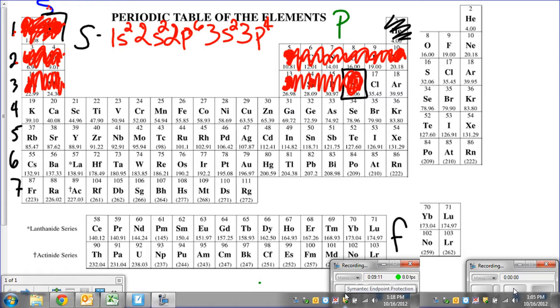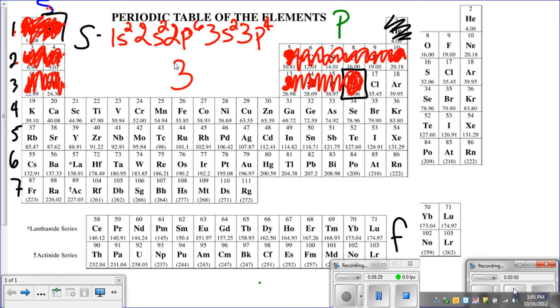So we could say sulfur's electron configuration is 1s2, 2s2, 2p6, 3s2, 3p4. Or we could condense that and say the valence electrons, the very last electrons in sulfur, have an electron configuration of 3p4. And it'd be like playing Battleship. Where's 3p? Well, here's 3. Here's p. 3p4 is sulfur.